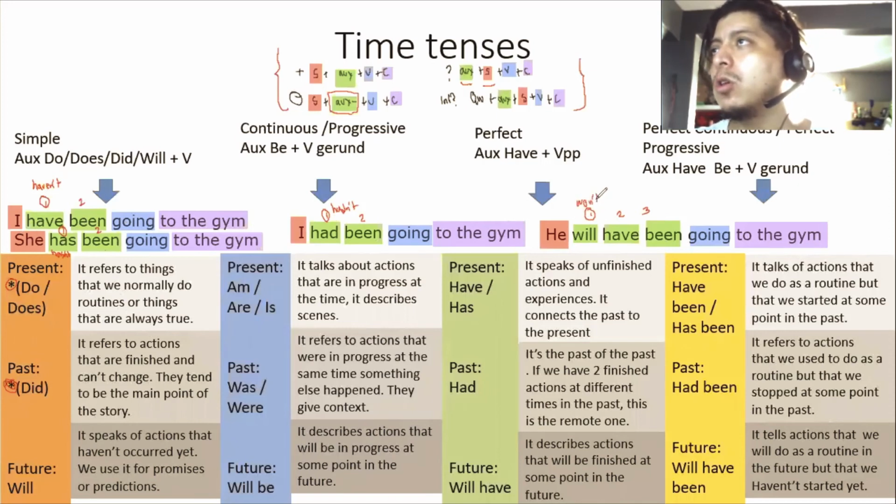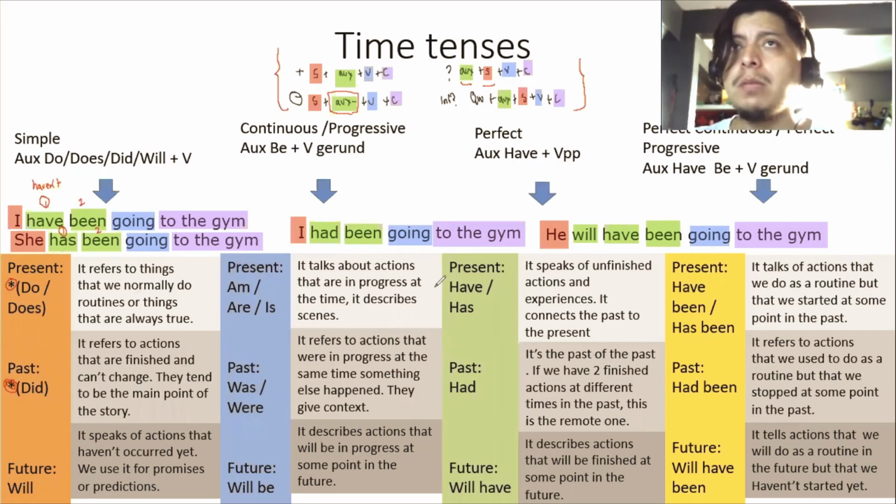He won't have been going to the gym. And the rest continues to be the same. Subject, auxiliary with negative, verb, and complement. Super simple. We are following the same rules for all 12 sentences, okay? And then what happens if we want to make them questions? Okay, let me erase all of this.